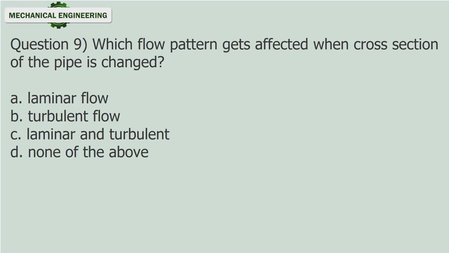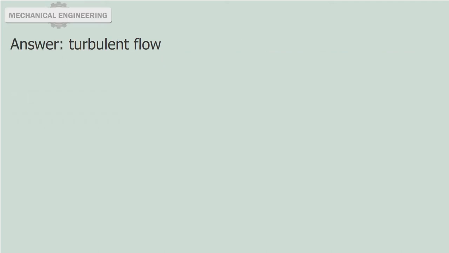Question 9. Which flow pattern gets affected when cross-section of the pipe is changed? A. Laminar flow. B. Turbulent flow. C. Laminar and turbulent. D. None of the above. Answer: turbulent flow.